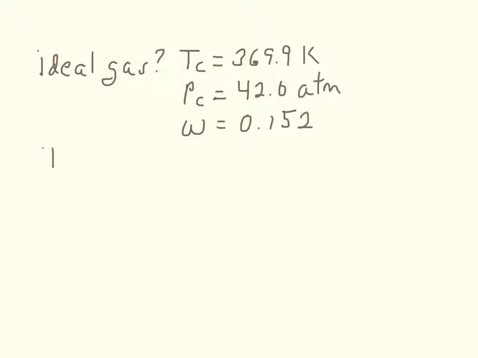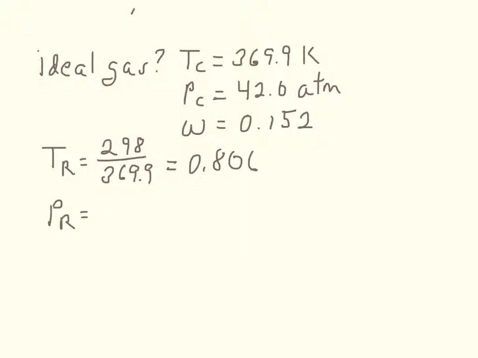The reduced temperature is the actual temperature, 298 Kelvin, divided by 369.9, which is equal to 0.806. And the reduced pressure is equal to 9.36 atmospheres divided by 42.0 atmospheres, or 0.223.